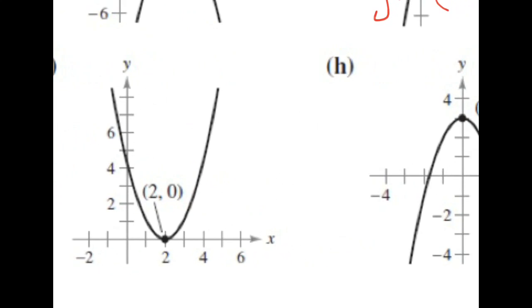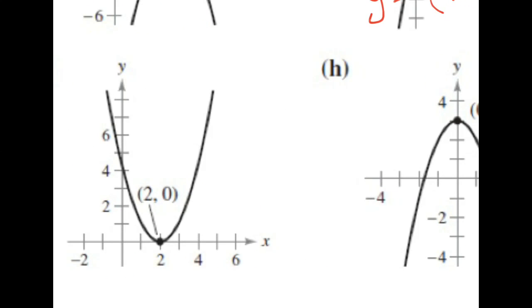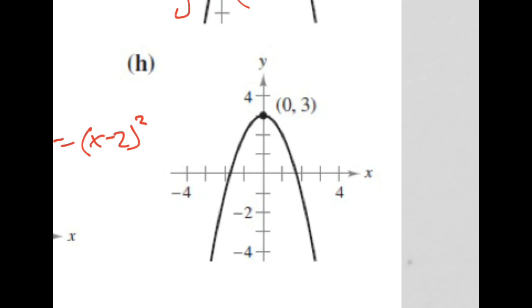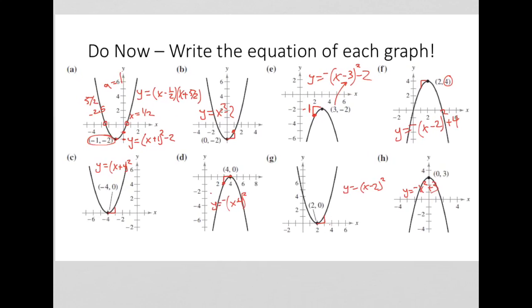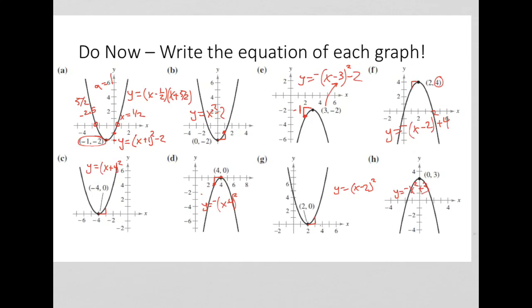And finally, this penultimate one, y equals, a value is still 1, so y equals x minus 2 quantity squared. And finally, the last one, y equals negative, because it is flipped upside down, and my a value, again, is 1. It's going to be negative. I don't actually need parentheses there. It's going to be negative x squared plus 3. Sweet. So that's all of them right there. There you have it. Let's move forward into today's lesson.